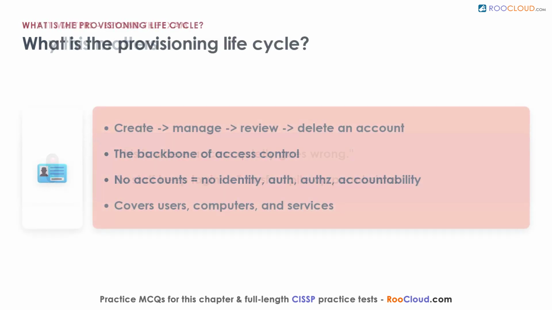What is the identity and access provisioning life cycle? It is the full arc of an account. Its creation, its management, its review, and its deletion. These steps feel routine, but they are the backbone of access control. Without accurate accounts, a system cannot establish identity, authenticate, authorize, or hold anyone accountable. And remember, this covers more than people, since computers and services also carry accounts. Think of it like the life of an employee badge. Issued on day one, updated as the job changes, and collected on the way out.